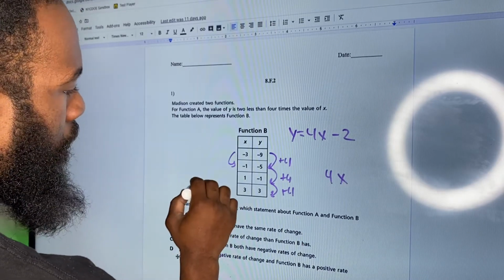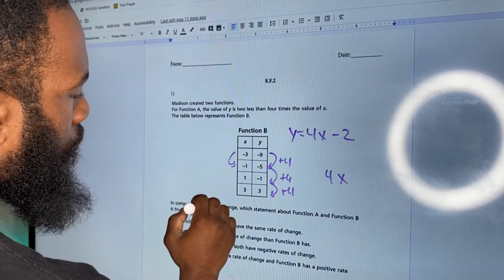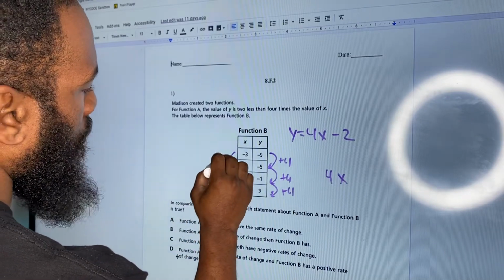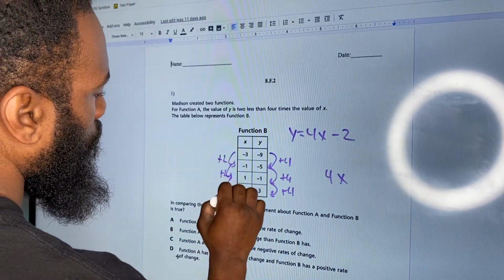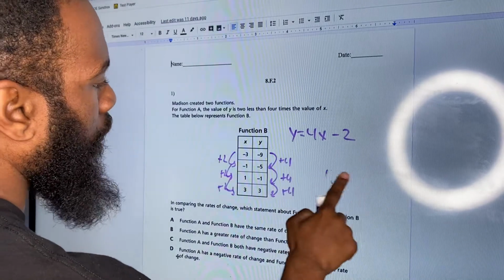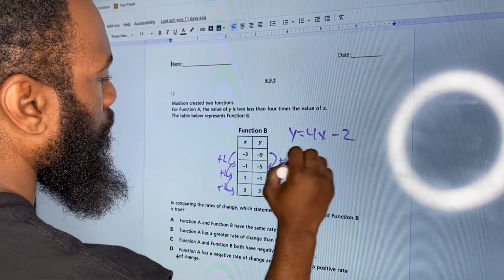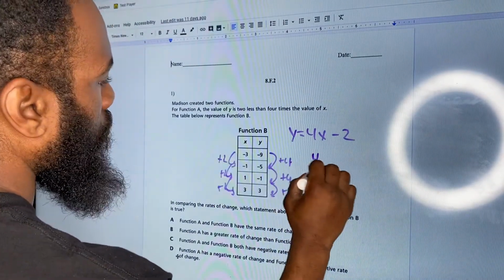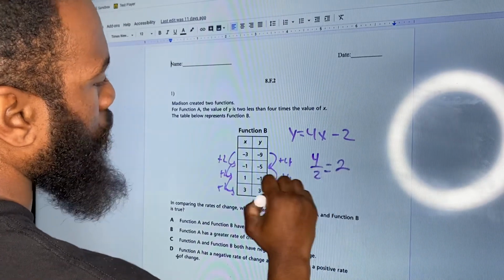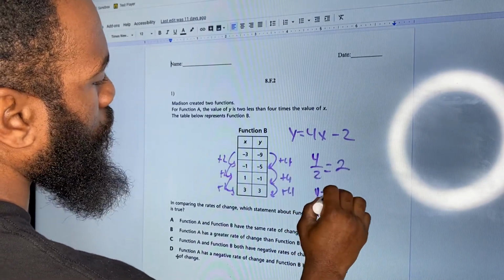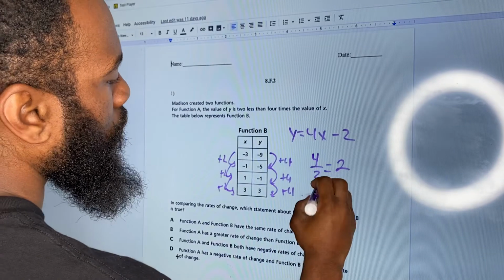We got from -1 to +1. Okay, so it goes up by 2. Plus 2, plus 2. No, I have to change that, right? Our rise is 4, our run is 2. That means our slope is 2. So m equals 2.